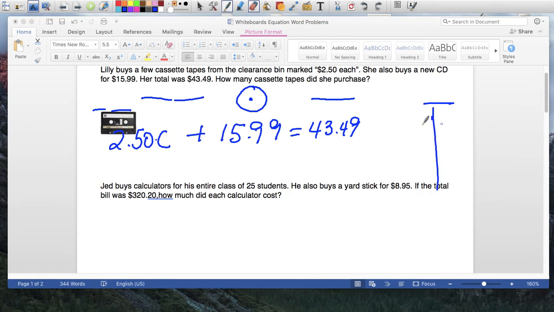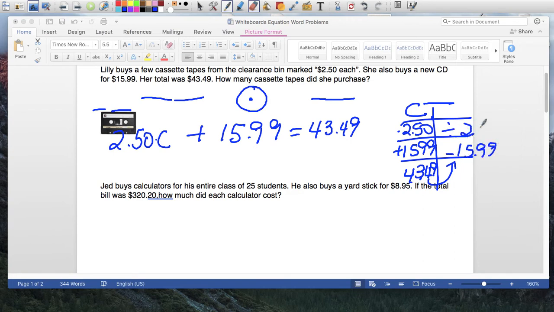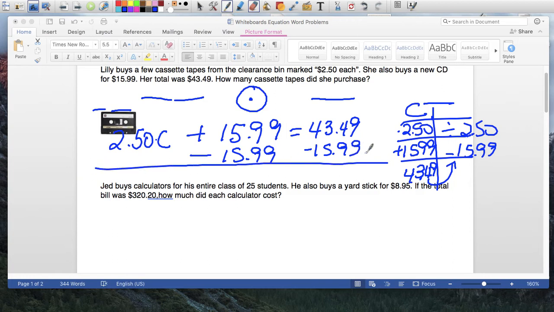Let's solve our equation. We have our variable C, and it's times 250, and then plus 15.99, and that gives you 43.49. Going backwards, we're going to do minus 15.99, and then divide by 250. So minus 15.99 on this side, and minus 15.99 on the other side. So this is going to be 0, right? You can use a calculator.